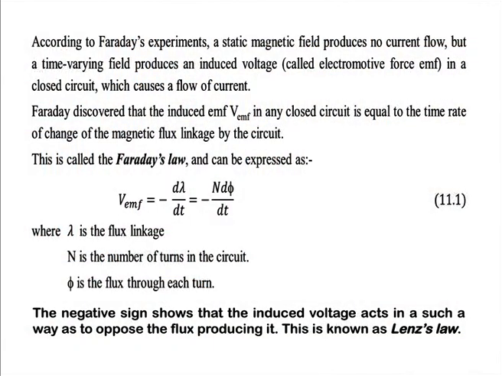In the Faraday's second law on electromagnetic induction, it states that the magnitude of the induced EMF is proportional to the rate of change of flux linkage, which is given by VEMF is equal to minus d lambda by dt, which is equal to n into d phi by dt. Incorporating Lenz's law, this expression becomes VEMF is equal to minus d lambda by dt, which is equal to minus n d phi by dt. The negative sign shows that the induced voltage acts in such a way as to oppose the flux producing it.